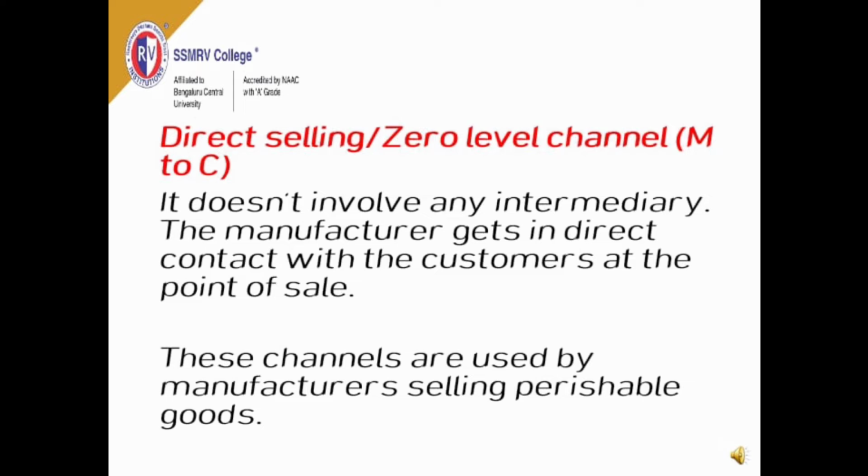The manufacturer gets in direct contact with the customer at the point of sale. Examples to support this: brand retail stores, taking orders on the company website, etc. These channels are used by manufacturers selling perishable goods, expensive goods, etc.